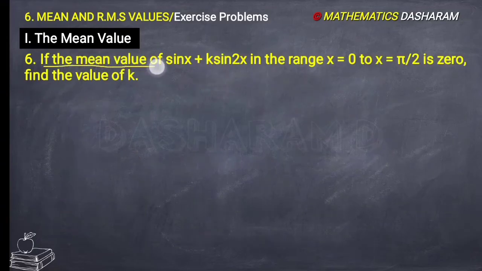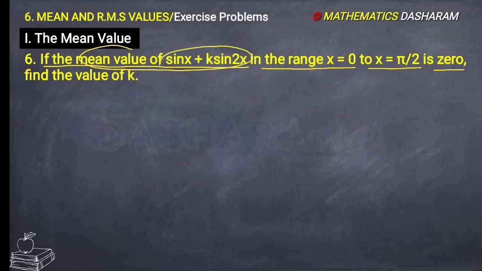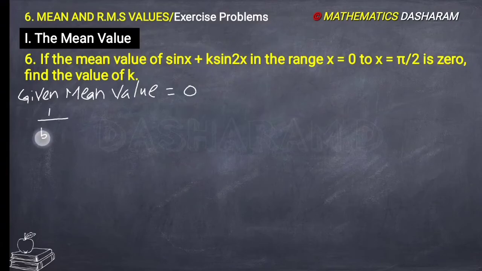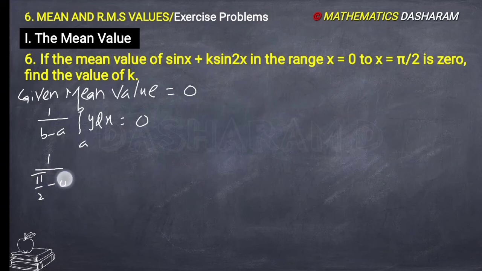Sixth question: if the mean value of sin x plus k into sin 2x in the range x equals 0 to x equals pi by 2 is 0, then what is the value of k? Here the mean value of the given function is 0, and we are asked for the value of k. The mean value means 1 by (b minus a) integration a to b y dx equals 0, where b value is pi by 2 and a value is 0, so limits 0 to pi by 2.